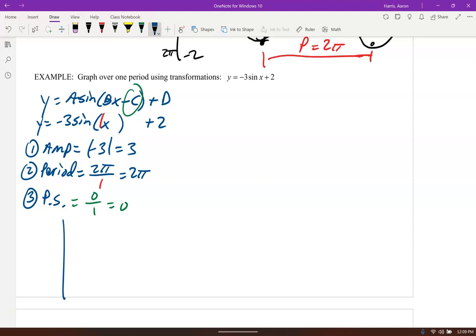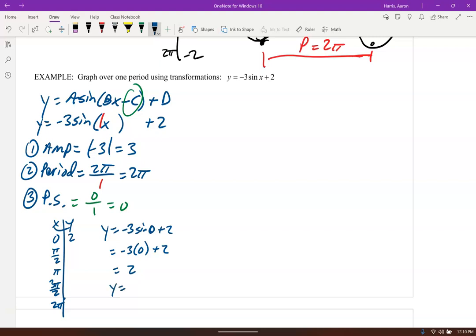When we plot these points, we cut the period into 4, so 2 pi over 4 is pi halves. I'm going to go up pi halves each time. So we've got these same key points again that we're plugging in one by one. So y equals negative 3 sine x plus 2. Let's plug in the 0. Sine is 0. We know the sine of 0 is 0. And 0 plus 2 is 2.